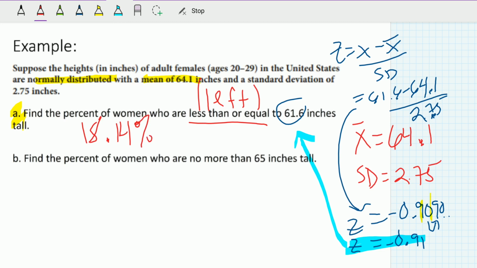And then find the percent of women who are no more than 65 inches tall. Okay, so look at this problem. It completely changes the raw data.